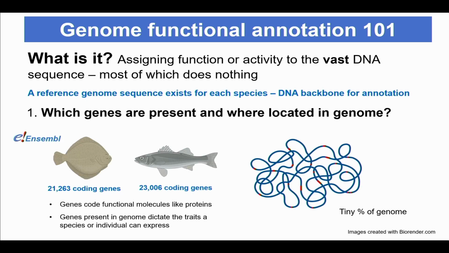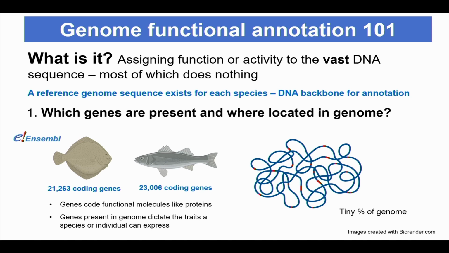So in a nutshell, we're trying to assign functional activity to this vast amount of DNA sequence. We know in brief that most of the DNA doesn't do anything. As a sort of foundation for these different AQUA FAANG species and many aquaculture species these days, we have a reference genome sequence for the species, which is the backbone of DNA that we're trying to annotate with this information. And the first thing that we have to ask is which genes are present in the genome and where are they found?